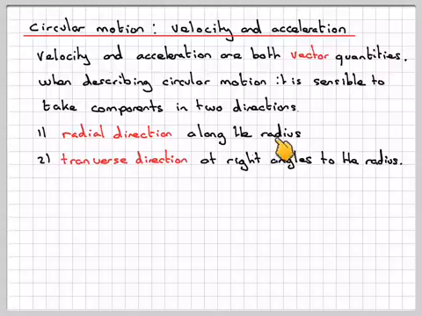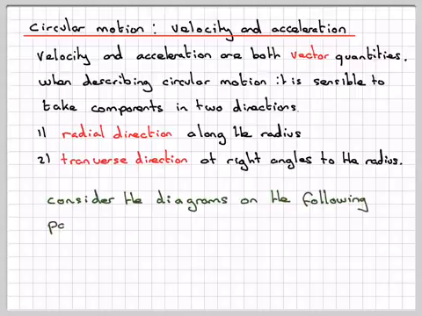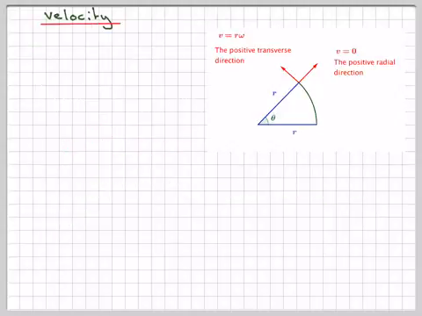In the radial direction, away from the centre of the circle is taken as being positive, and in the transverse direction, anti-clockwise is taken to be positive. So consider the diagrams on the following page, and we're going to look at both velocity and acceleration in separate diagrams. So looking at velocity, here we've got a particle, and the outwards velocity would be equal to 0, and we've already discovered that v is equal to r omega, where omega is the angular speed, which is the rate of change of this angle with respect to time, the angle being measured in radians.